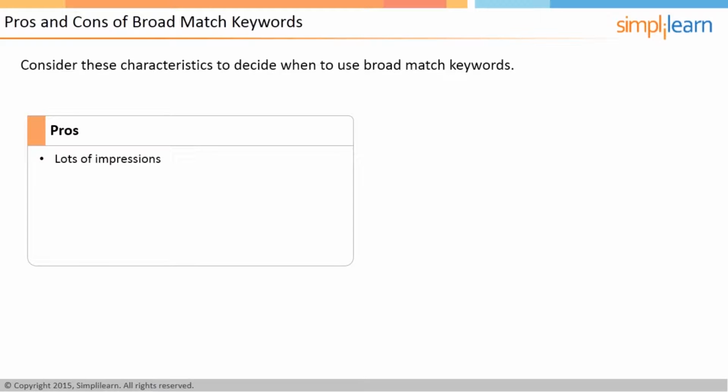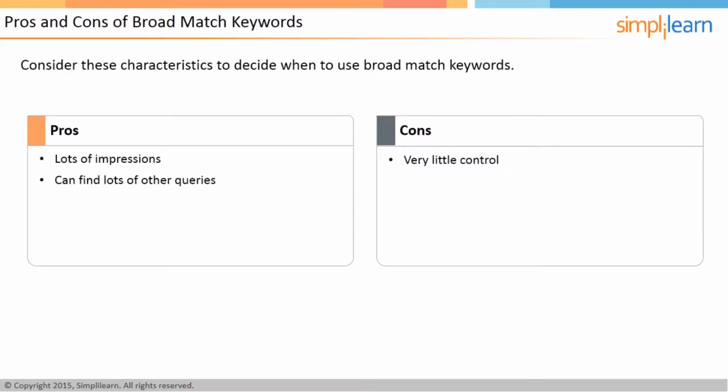So the pro is it's a lot of impressions because related can take a lot of things into account. So it can find lots of other queries. It's actually a great match type to start with in many cases because you can see sort of the universe of queries for keywords you don't have. Now the con is it's very little control. And it's usually the lowest converting keywords because you can show for some unrelated items as well. And we'll get to how to control that a little bit later.